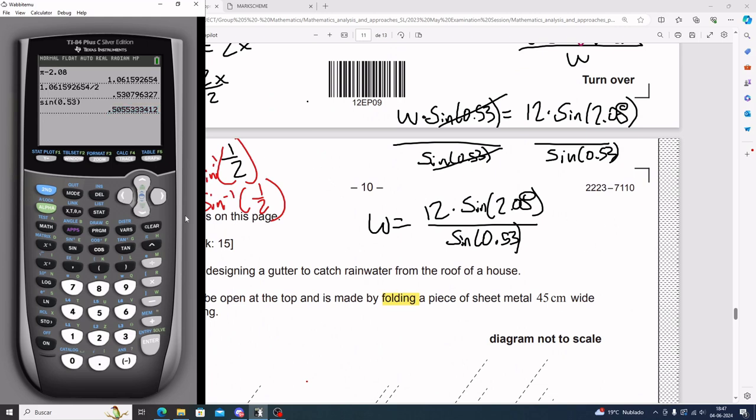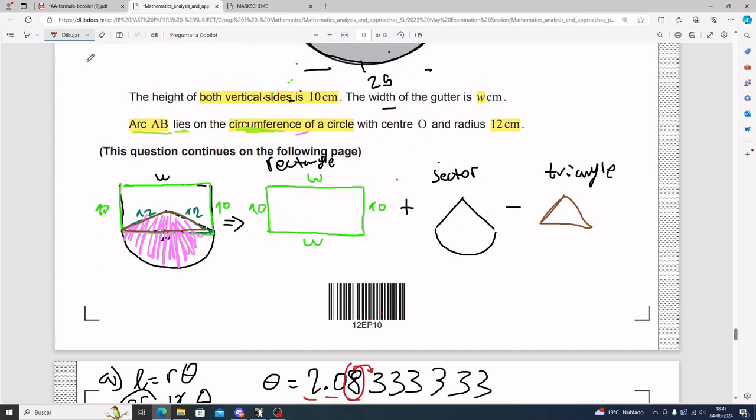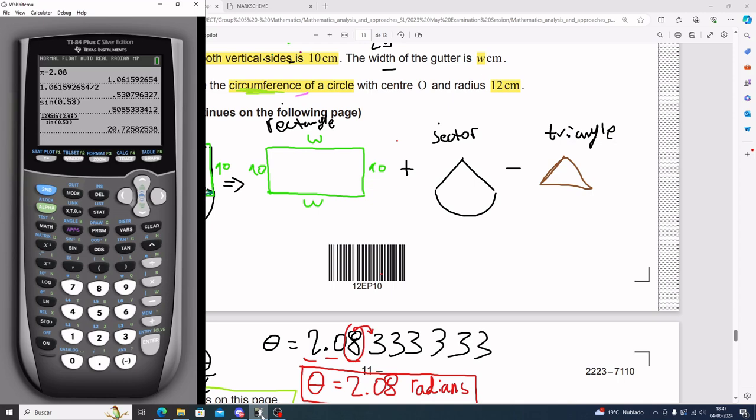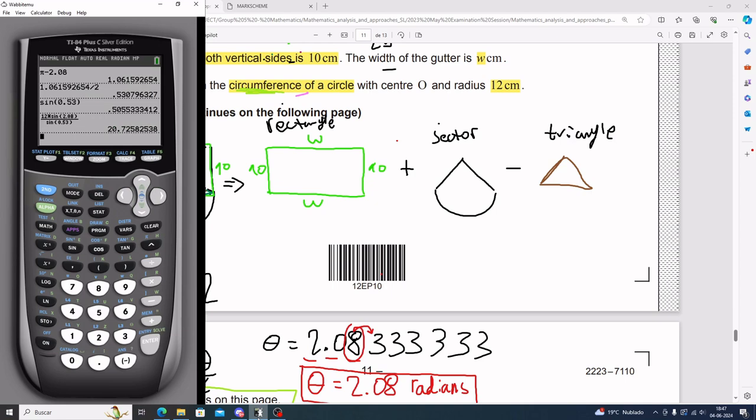For my value of w, you plug all of this into your calculator, and what I suggest is using a fraction. You can put a fraction using alpha, y equals, pressing the first one, and here you do 12 times sine of 2.08, all of this divided by sine of 0.53. This gives you your value for w. I'm going to put it down here because it's very important. So your w is 20.72582.